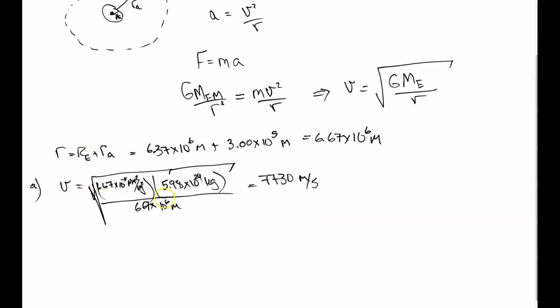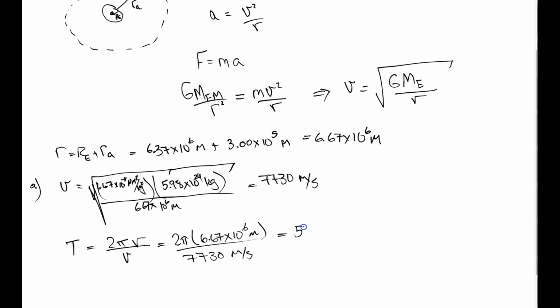To find the period, denoted by capital T, it's the distance this satellite travels, which is one circumference of the orbit, divided by the speed. So this is 2 pi times 6.67 times 10 to the 6 meters over 77.30 meters per second, which gives us about 54.20 seconds, or approximately 90.4 minutes.